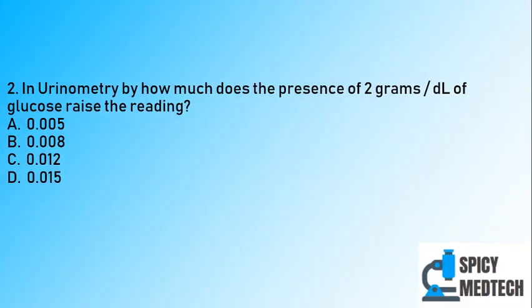Number 2. In urinometry, by how much does the presence of 2 grams per dL of glucose raise the reading? A. 0.005, B. 0.008, C. 0.012, or D. 0.015. The answer for number 2 is letter B, 0.008.